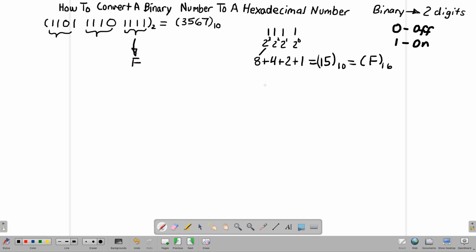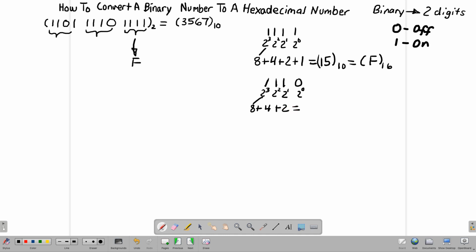Alright, so let's take the next significant group. We have 1, 1, 1, 0. Once again, we have 2 to the 0 power, 2 to the first, 2 to the second power, 2 to the third power, and we look at the values that are turned on. We have 2 to the third power, 2 to the second power, 2 to the first power. These values are turned on. Notice that 2 to the 0th power is turned off.